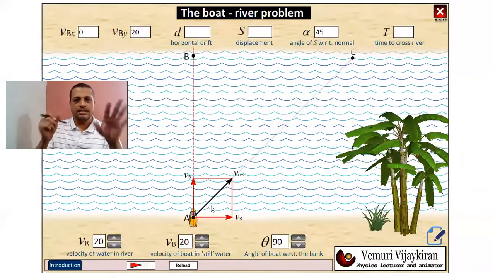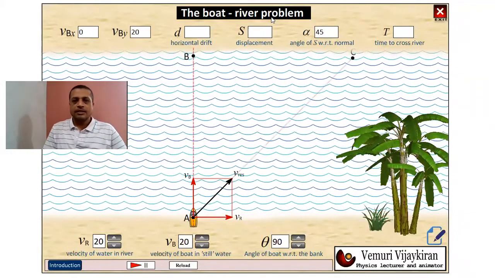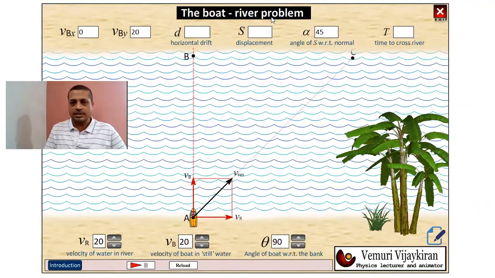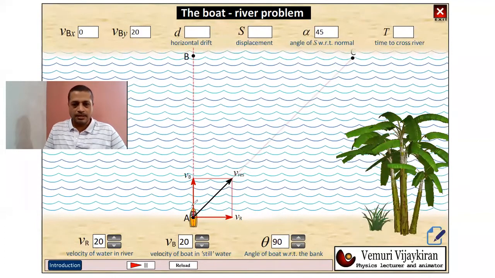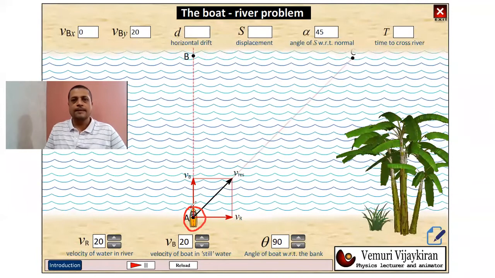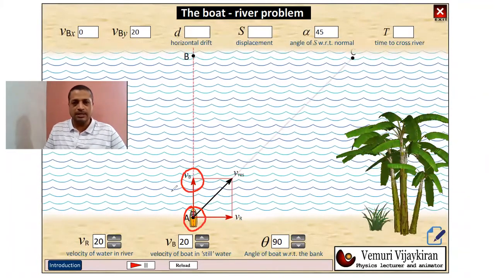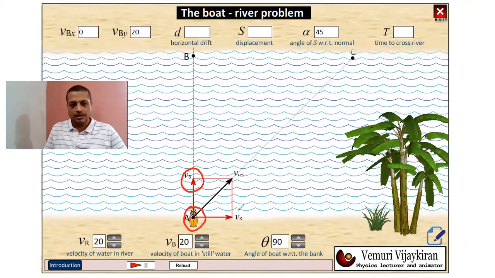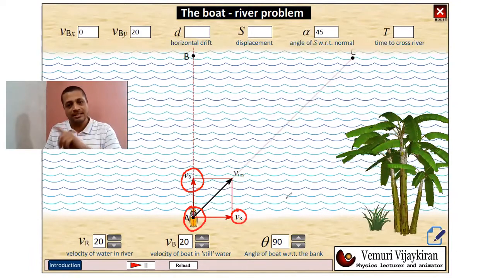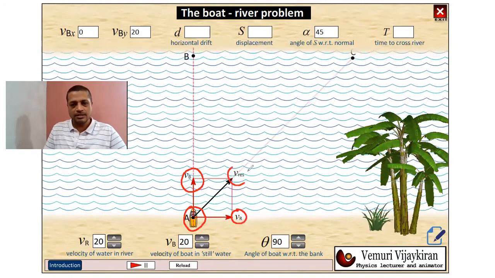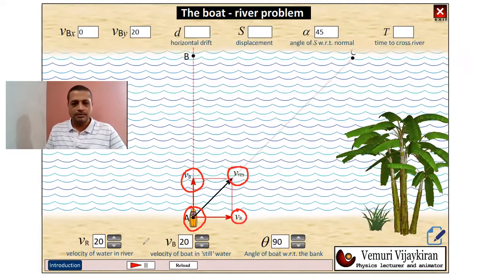Okay, so here is the simulation that will help us understand the Boat River problem. I'll tell you first of all what all these quantities are, where to look at and all that. So this is the boat that you see, right? And this arrow here with VB indicates the velocity of the boat. This one here, VR, indicates the velocity of water in the river. And this is the resultant velocity of the boat as seen from the ground.